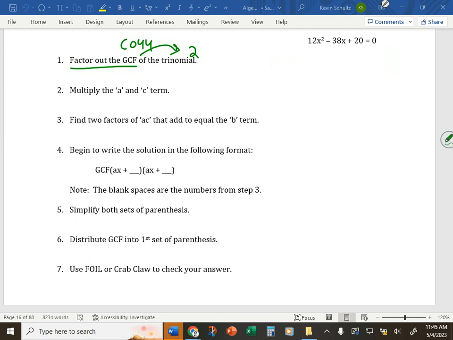So this 12x squared, if we're factoring out a 2, we're dividing 2 out of 12x squared. And what would that leave us with? 6x squared. Okay, so our a term is now going to be a 6x squared. We factor out a 2 of negative 38x. We're essentially dividing it by 2. What's our coefficient going to be now? 14. Not 14, that'd be 28. 19. And we have to make sure it's a negative 19, right? Because it's a negative 38x. And then we're going to divide 20 by 2 as well. And if we divide 20 by 2, we get 10.